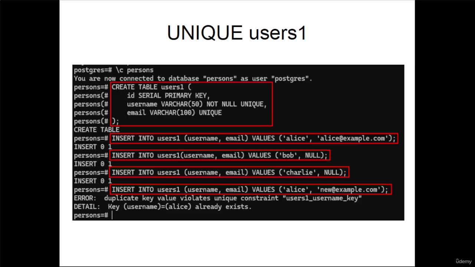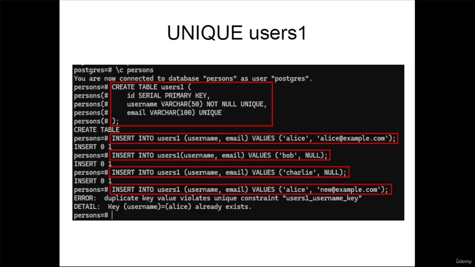Insert into users1 (username, email) values ('Alice', 'alice@example.com'). Result: succeeds. Why? The username, Alice, and email, alice@example.com, are new and do not conflict with any existing rows. Both satisfy their respective unique constraints.